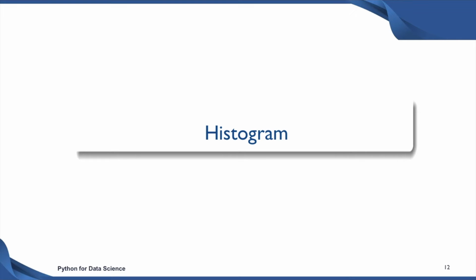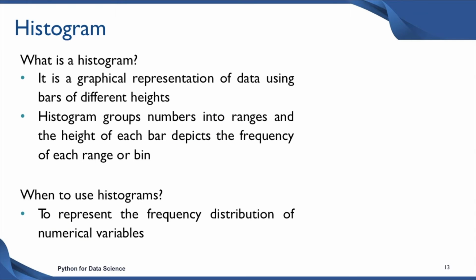The next part we will be covering is histogram. Let us try to understand what a histogram is, right? So it is a graphical representation of your data using bars of different heights. In this histogram we have bars which represent different heights, and the histogram groups numbers into ranges, and the height of each bar depicts the frequency of a range or bin, right? It is basically the frequency distribution of your numerical variables.